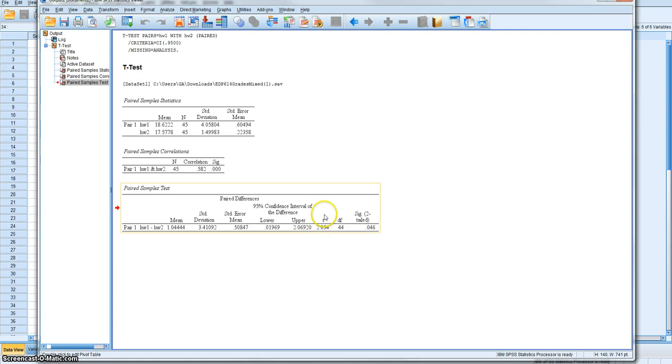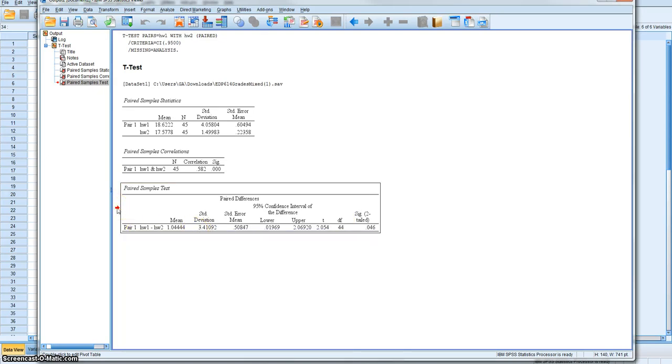In our case, we would say there are significant differences between homework 1 and homework 2, and if we want to include the statistical notation, that would be a t with degrees of freedom of 44 equals whatever our t value is, in our case 2.054, and then comma, p equals 0.046, or we can just say p less than 0.05 to designate significance.